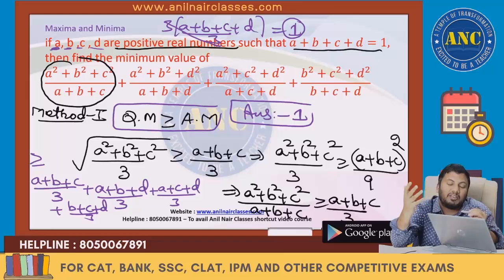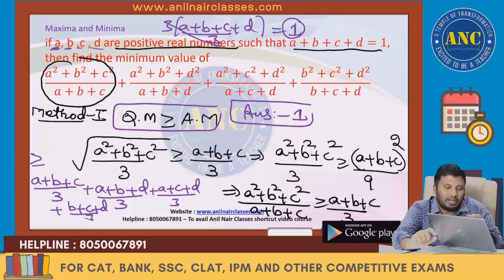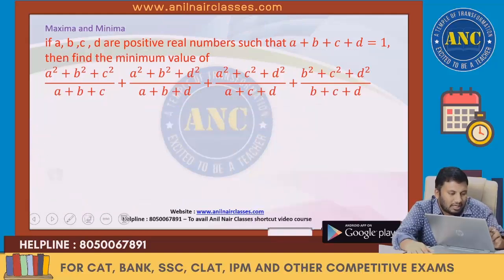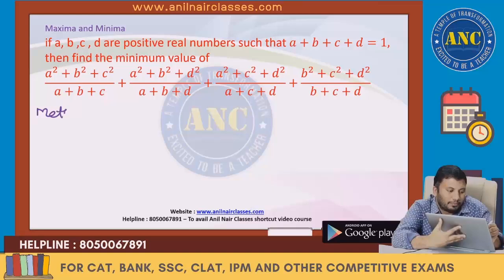Right? A is there with another 3 values. A with b, a with c, a with d. B with a, b with c, b with d. C with a, c with b, c with d. D with a, d with b, d with c. So it will be 3 into (a plus b plus c plus d) by 3. Cancels out, answer is 1. Please don't do this method. This is a very time consuming method. Directly, method number 2.